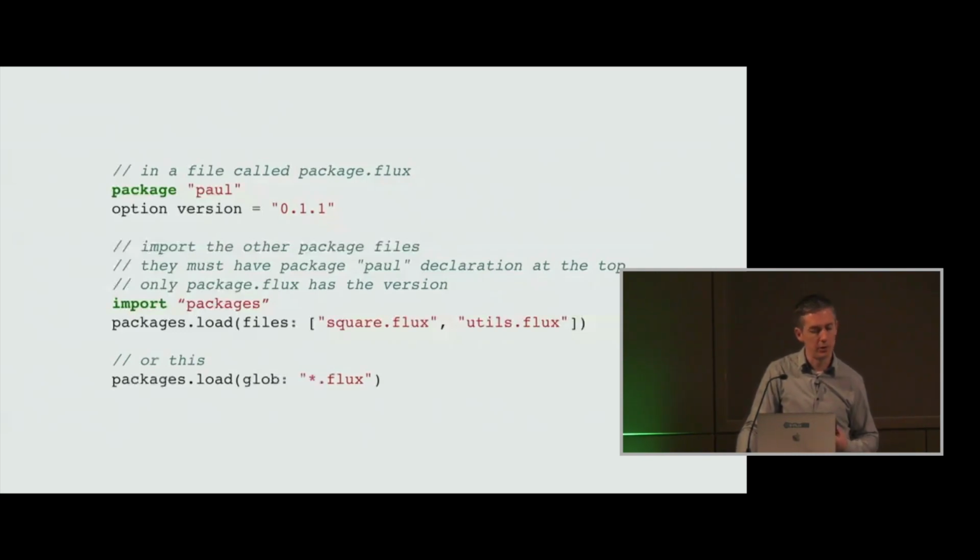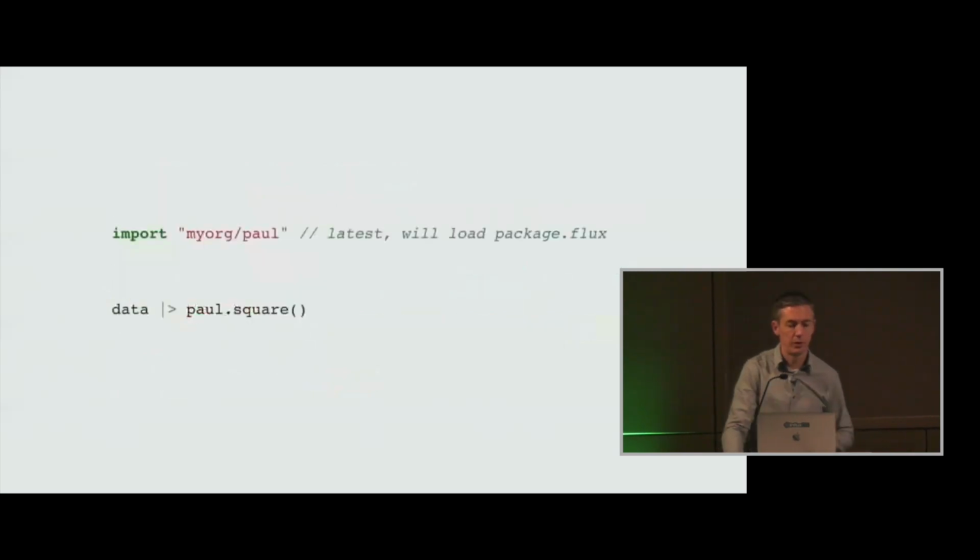So later, when we want to use this package, we could say, okay, we're going to import the package. And remember, as I said, everything in 2.0 is scoped by an organization. The idea is we're going to have a package manager in the 2.0 API, and the packages in the package manager will be scoped by an organization name. So in this case, I've called it my org, some generic name, and Paul is the actual package.